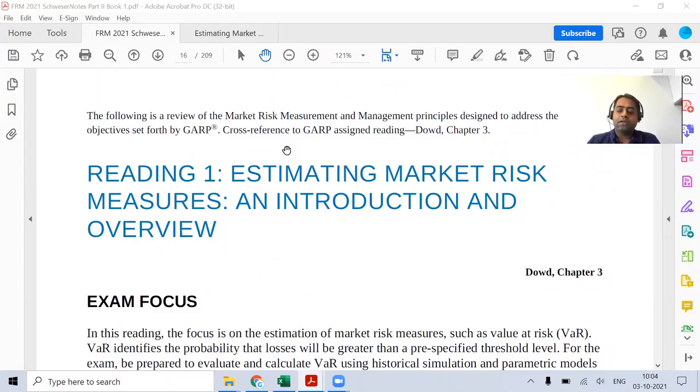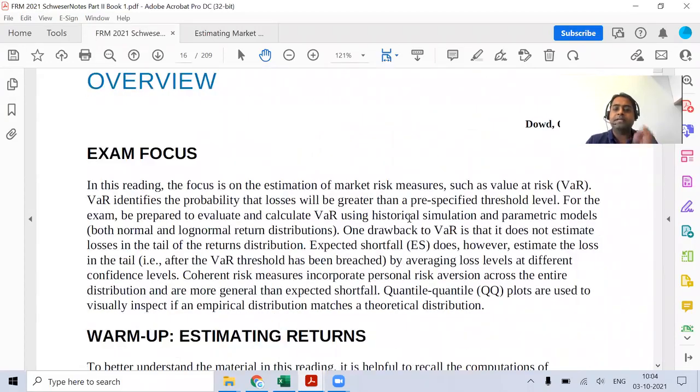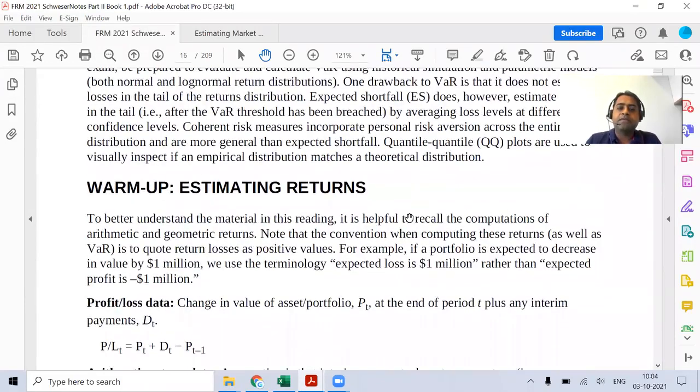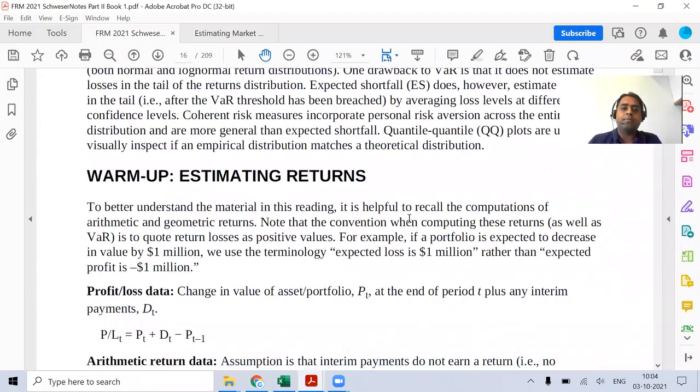Before we enter into this chapter, the basic details about this chapter: they have given you some introduction or warm up, which we can see over here. The warm up details primarily talk about how the data is used when you want to find VAR and the expected shortfall. They are first talking about the basic structure of data, and then they are taking you towards the VAR calculation. So let us start with that discussion of data.